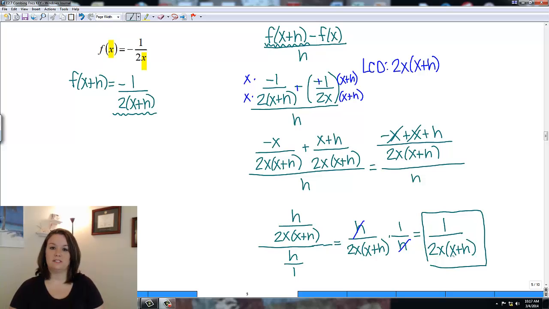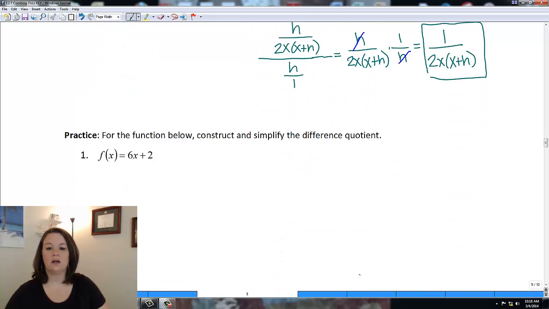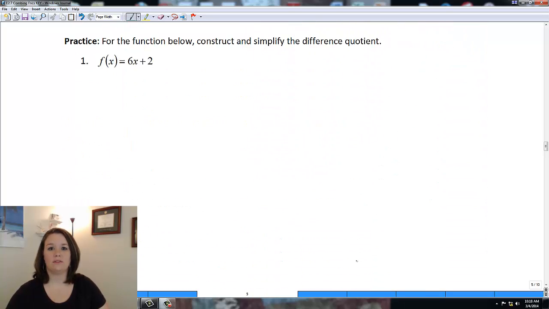Okay, I know it's super fun. Okay, figure out what f of x plus h is, plug it in, subtract your original, put it all over h. And then after that, it's just simplifying. Okay, all right, so there is 2 for y'all to try. I'll give you a minute and then we'll go over them.